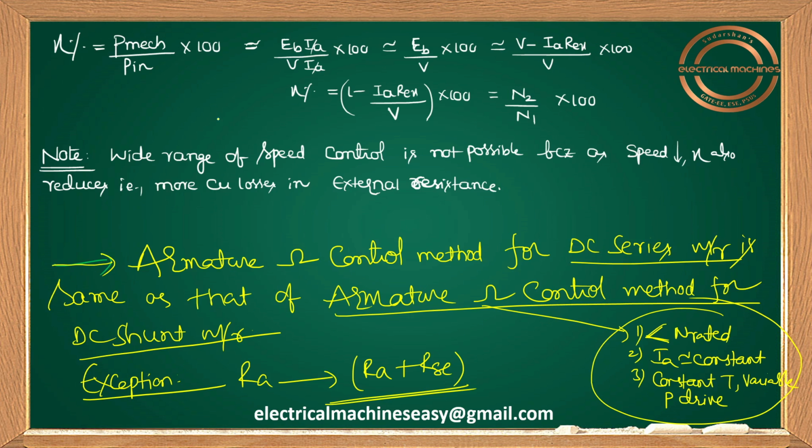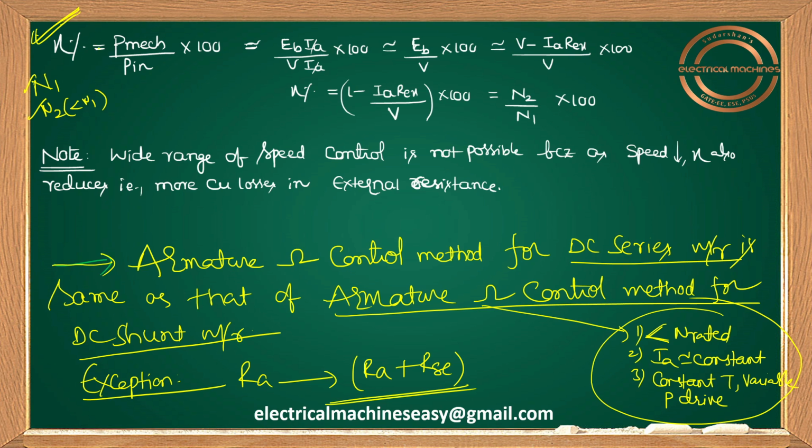Let me discuss one more point here. Suppose you want to find the efficiency of a particular motor, maybe shunt or series, while armature resistance control method is being applied. Initially they'll give some speed N1, and by adding some armature resistance value, they'll get an N2 value which is less than N1, because we are getting below rated speeds. If they give you N1 and N2, I can find out the efficiency of the motor.